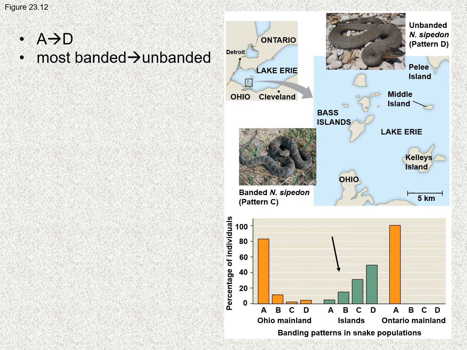Now look at the frequencies here. So this represents the percentage of individuals, right, out of 100%, which are either highly banded or all the way reduced to unbanding. Okay, on the islands, you can see that the lower banding amounts have increased in frequency. Right, in Ontario, the banding is selected for, which is quite interesting.